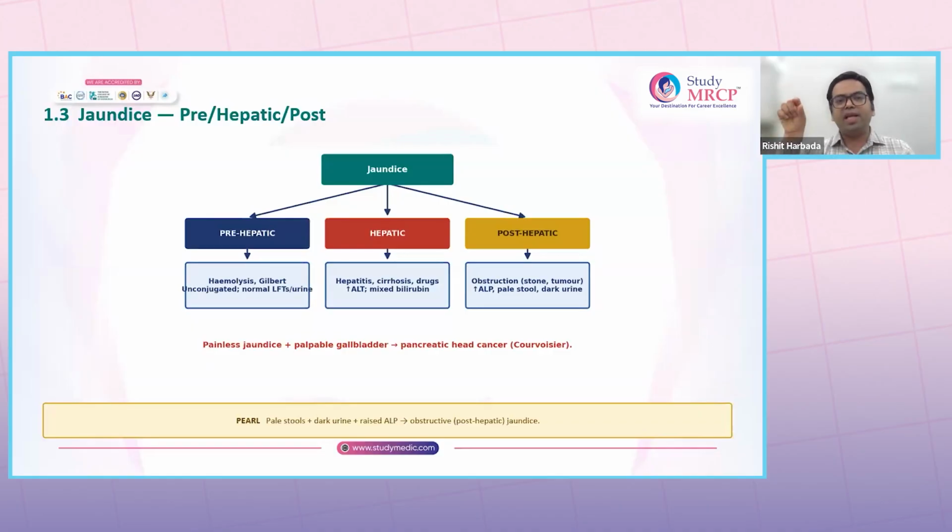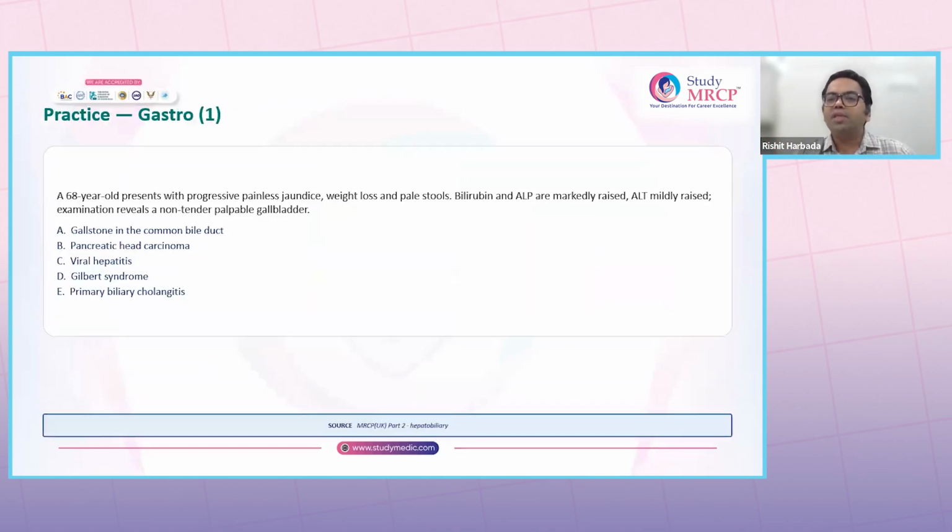So any question in the MRCP, if you get, and it is showing painless jaundice along with an upper quadrant palpable gallbladder, think about pancreatic head cancer unless proven otherwise. So the pearl is, as I said, that if the patient has pale colored stools with dark colored urine, think about obstruction or post-hepatic jaundice.